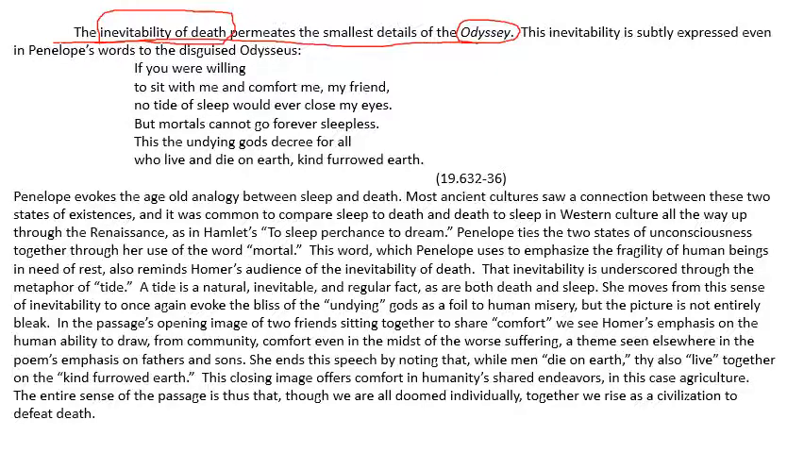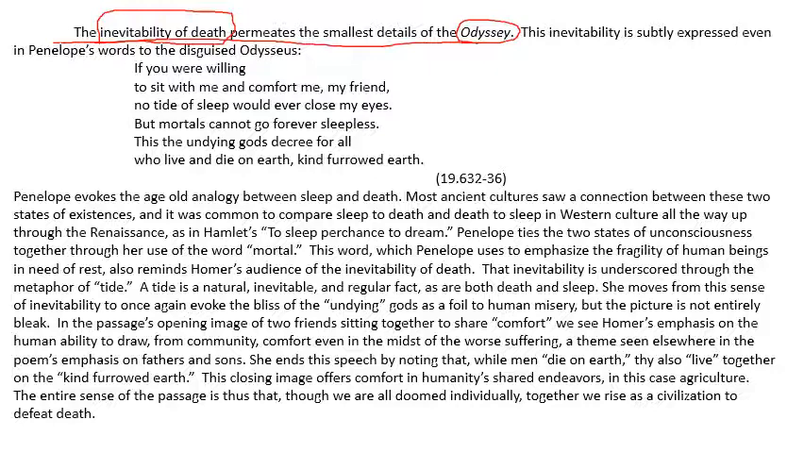So that's our topic sentence. The inevitability of death permeates the smallest details of the Odyssey. This inevitability is subtly expressed even in Penelope's words to the disguised Odysseus. So notice here we're moving directly to our major example. And that's a signal to the reader that this paragraph is going to focus really on just one example. It's going to focus on this major example of Penelope speaking to Odysseus before he's revealed himself.